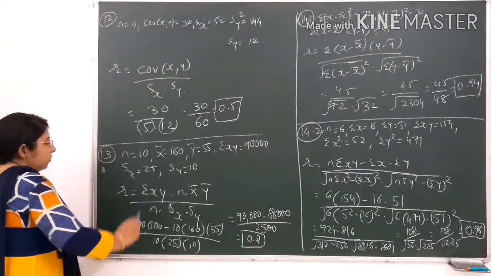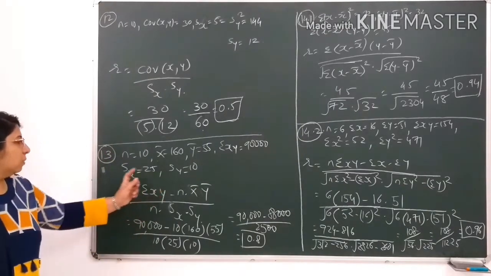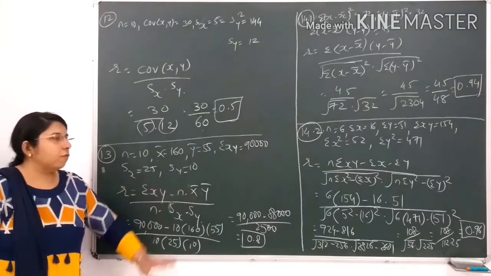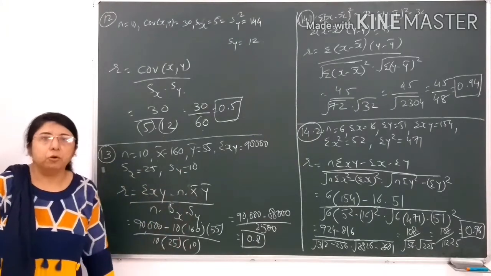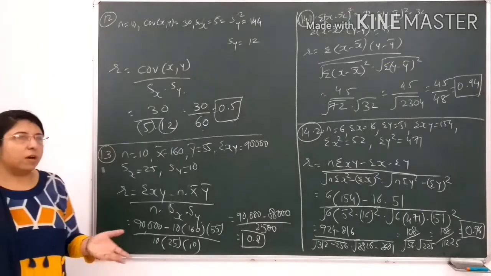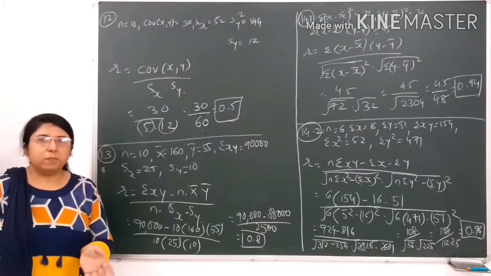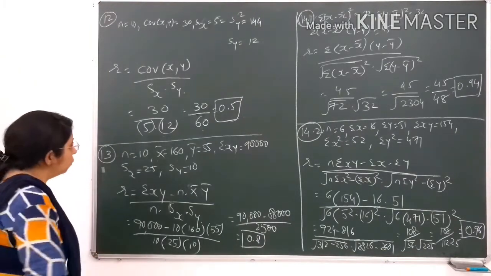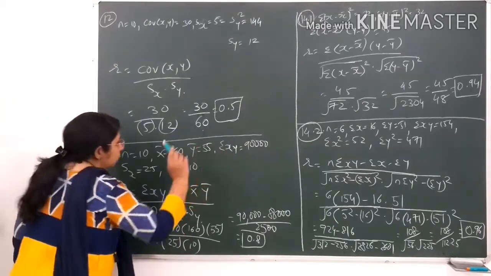And Sx is given to you as 25, and Sy, that means standard deviation of x and standard deviation of y. These many values are given to you. Now you cannot apply the formula over here, that is sigma x minus x bar, y minus y bar, or n sigma xy minus sigma x into sigma y. You have to depend upon the data that has been given to you.